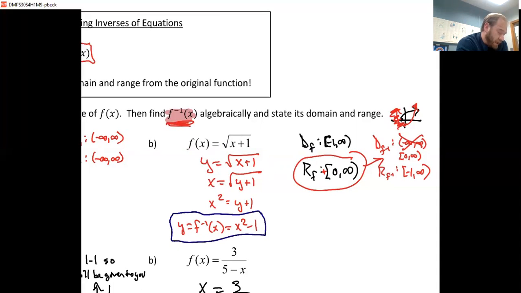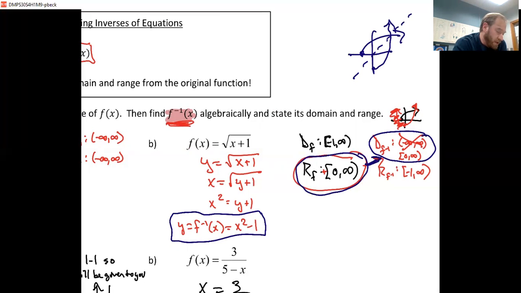Now, the big idea behind this inverse being a quadratic: we started off with a square root function, which looks like so. The inverse is a quadratic, but the full reflection over the line y equals x is going to look more like this. So we only want the positive half of the quadratic. So as we're going to find the domain of the inverse function, we do need to keep the original range in mind as we find the domain of the inverse.